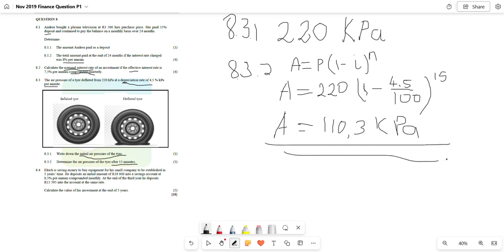Therefore it makes sense, because the air pressure after 15 minutes must be less than the initial air pressure. Because why? Because of the weight depreciation. That is that. I hope everything is clear. It is 3 marks here. Let me allocate the 3 marks: 1 mark for choosing the correct formula, 1 mark for correct substitution into the correct formula, and 1 mark for the final answer.